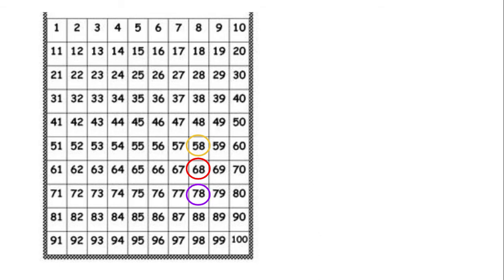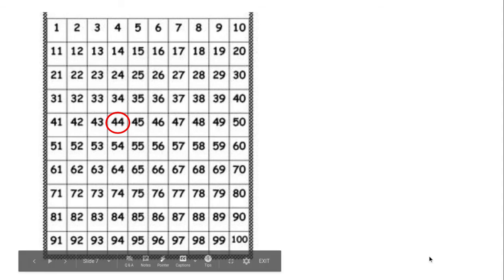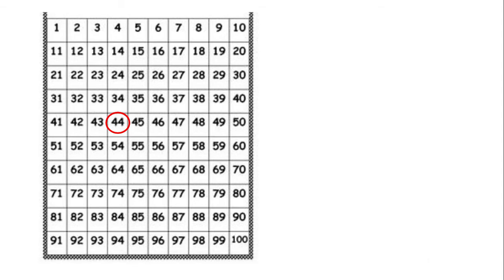Okay, let's do one more. Okay, so the number of interest here for us is 44. I want 10 less and 10 more. See if you can do that without my help. Pause the video if you need to.